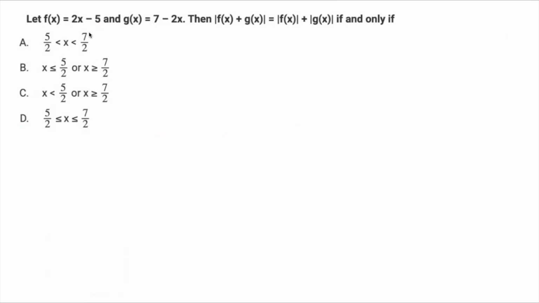All right, let f(x) be equal to 2x minus 5 and g(x) be equal to 7 minus 2x. Then mod of f(x) plus g(x) will be mod of f(x) plus mod of g(x) if and only if. Let's observe the left hand side first.